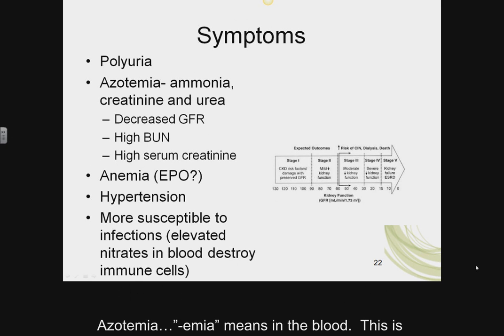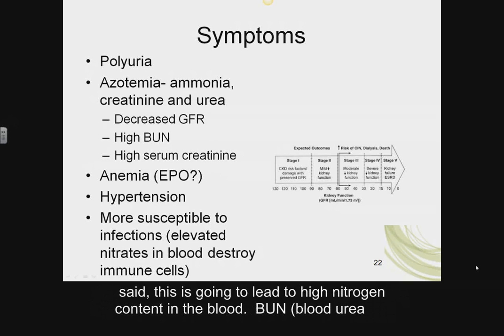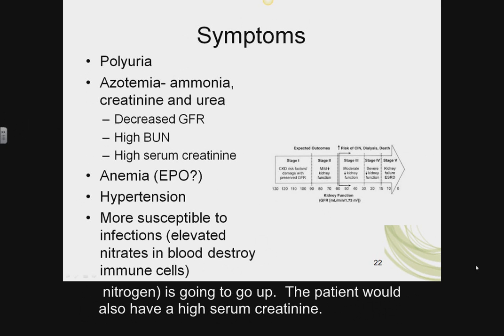Azotemia, emia means in the blood. This is now referring to the accumulating nitrogen products in the blood, like ammonia, creatinine, and urea. This can happen from decreased GFR. As I said, this is going to lead to high nitrogen content in the blood. Blood urea nitrogen is going to go up. The patient would also have a high serum creatinine.